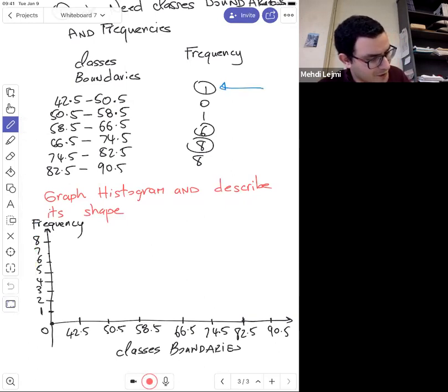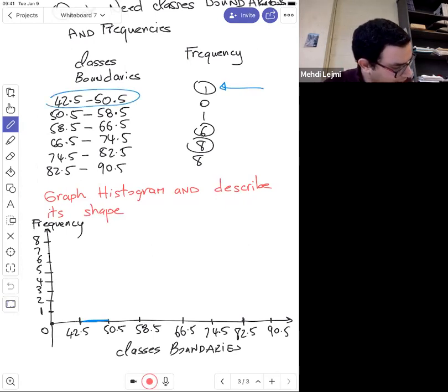The frequency of the first class is 1. So this is my first class, from 42.5 to 50.5. This interval represents the first class, and the frequency is 1. So the height of my rectangle is going to be 1. Here we go up to 1, so you can see here. This blue rectangle represents the frequency of my first class.